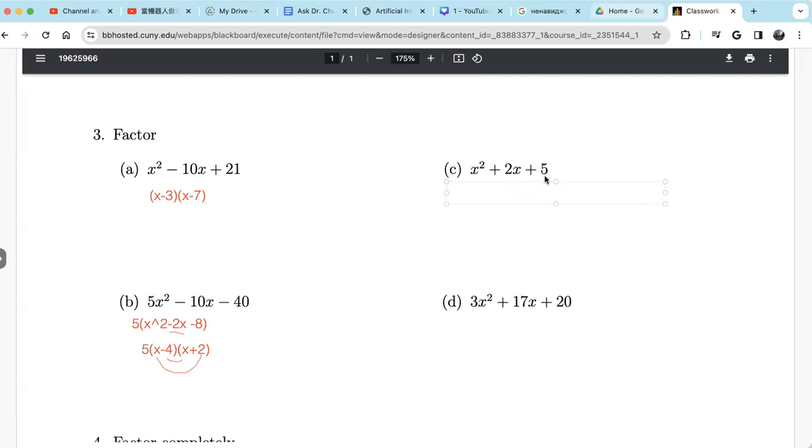C, well, 5, so everything is positive. If it's factorable, it has to have two factors. There's only one way to factor 5 as two positive factors, which is 1 and 5. But let me just write that down. So that's the only way I write up here: x plus 1, x plus 5, right?